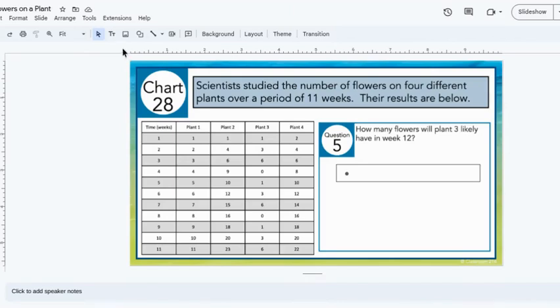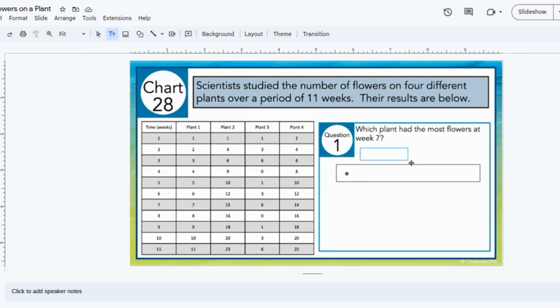All right. So, we need to be looking at our independent and our dependent variables. What can we choose to change? On this one, we have different types of plants. It says, which plant had the most flowers at week 7. Scientists studied the number of flowers on 4 different plants. Well, if we have 4 different plants, that is our independent variable. I want you guys to understand that whatever we choose to change is our independent variable.